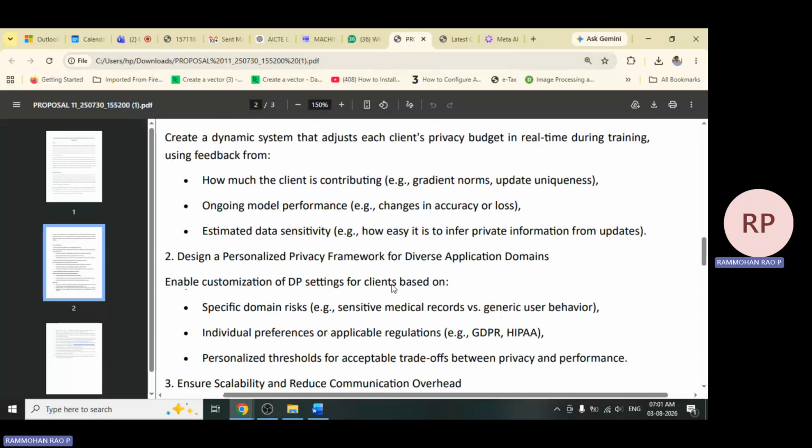So I hope this gave you a fair understanding of what exactly privacy and security is, what our focus area is, that is privacy, what exactly happened in the recent literature till now in the field of data privacy, and what exactly our proposal is.